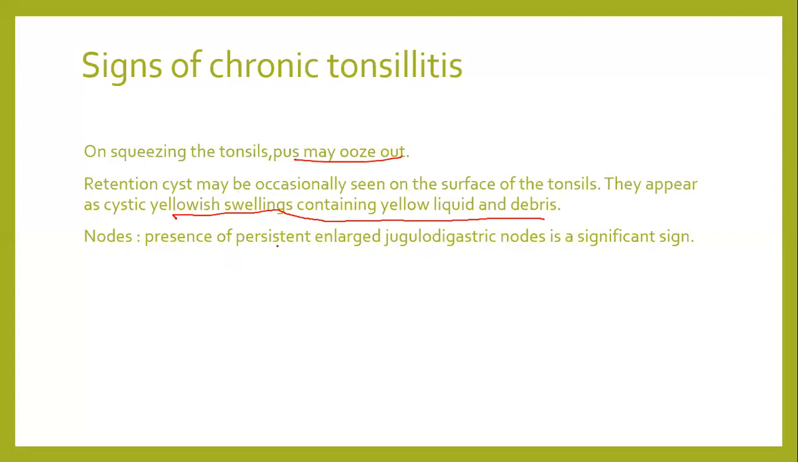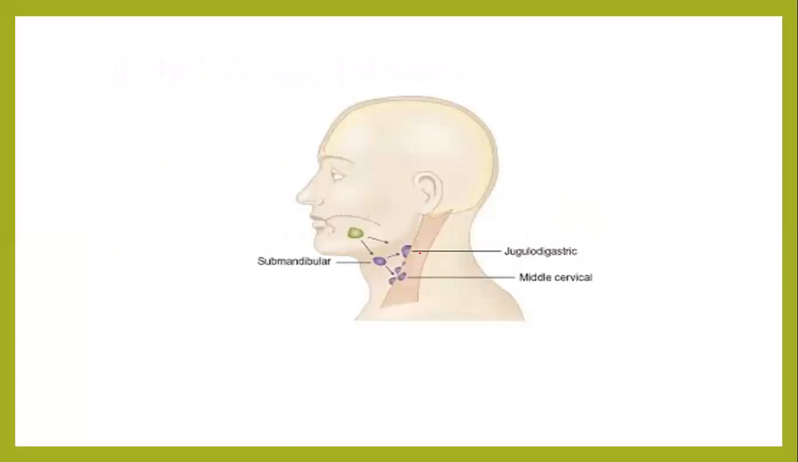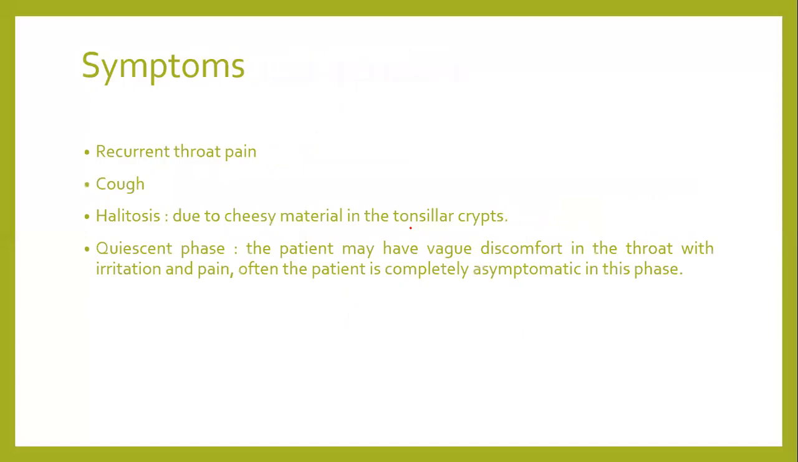The presence of persistent enlarged jugulo-digastric nodes is a significant sign. When chronic infection occurs, lymph nodes will get infected. So it is another kind of symptom. So this is a jugulo-digastric node. In chronic infection, you can see that in this area the tonsils can be seen. If the infection is not treated well, it can extend into these nodes, and automatically they will be inflamed.